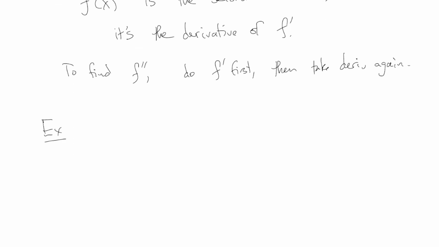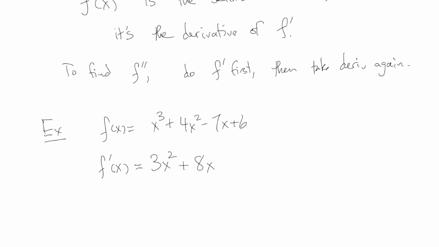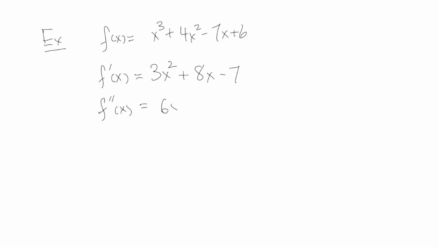But let's just, as an example, if I have f of x, let's say x cubed plus 4x squared minus 7x plus 6. That's my original function. Find the second derivative. Really, there isn't a good way to do it all at once. You just do the first derivative first. That is the ordinary derivative. This is an easy function to take the derivative of. 3x squared plus 8x minus 7, right? That's the derivative. If I want the second derivative, you just do it again. So f double prime of x is 6x plus 8. That's it, right? That's the second derivative.